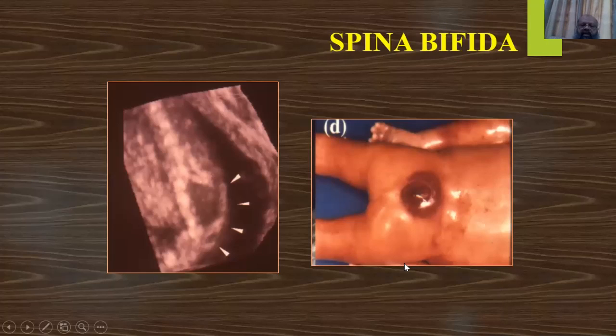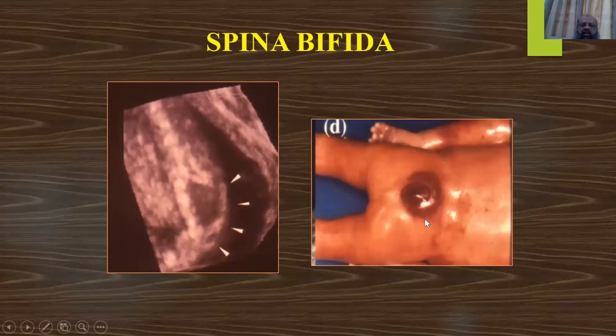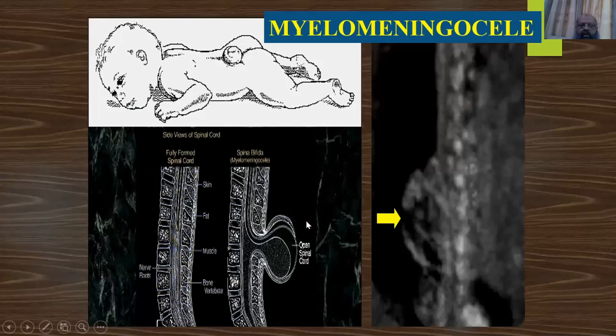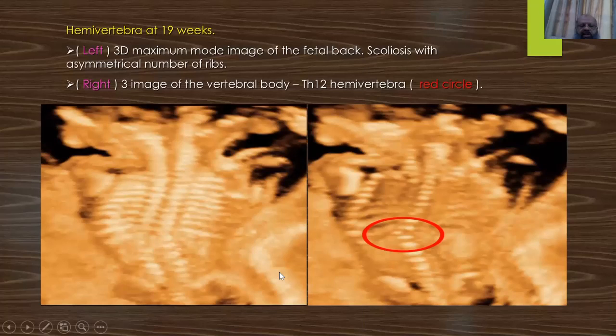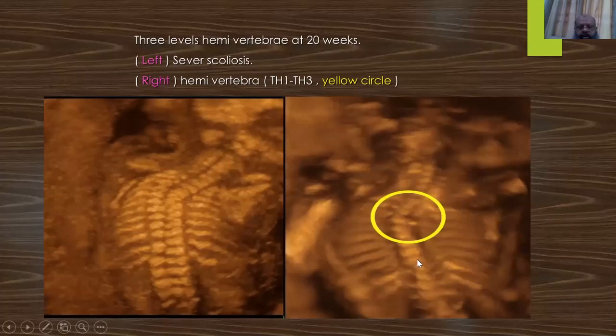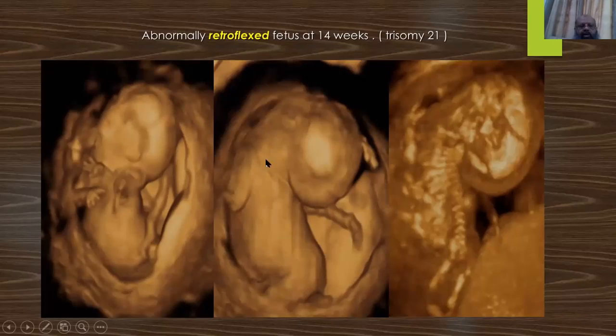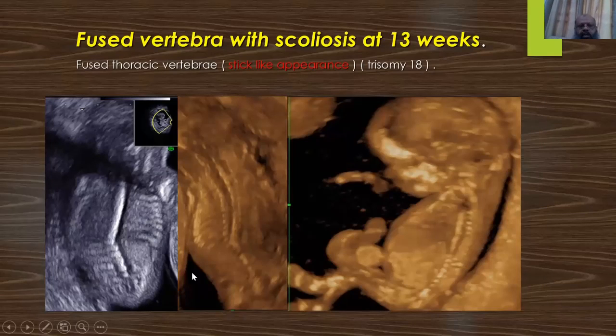This is spina bifida. Another case of spina bifida. Angiomyloceles, a deformity. Here you can see the sphere. Scoliosis. This is hemivertebrae. Retroflexed abnormality, retroflexed fetus. Look at the head. We can have fused vertebrae again. These are the fused vertebrae appearing like one bone.